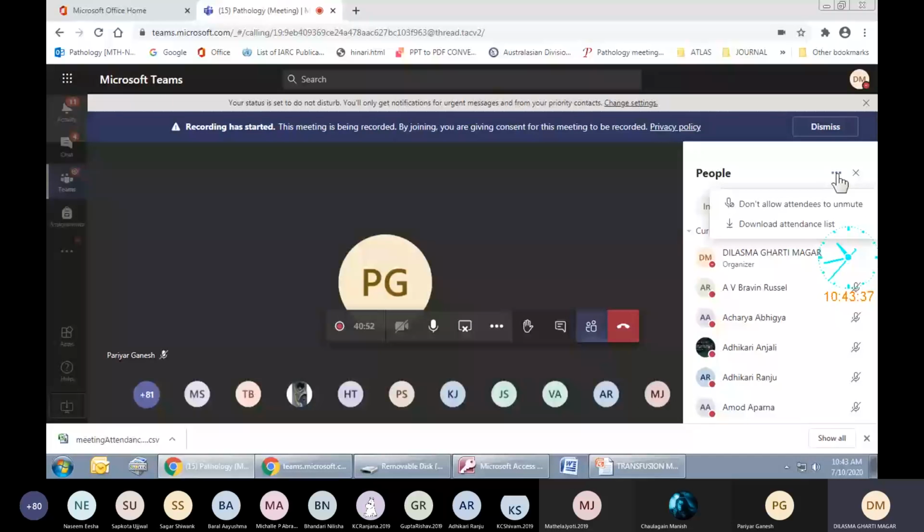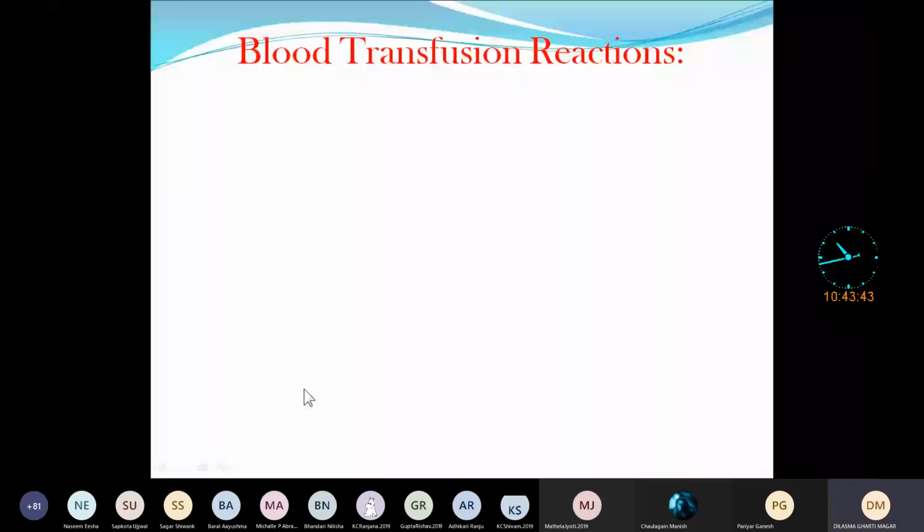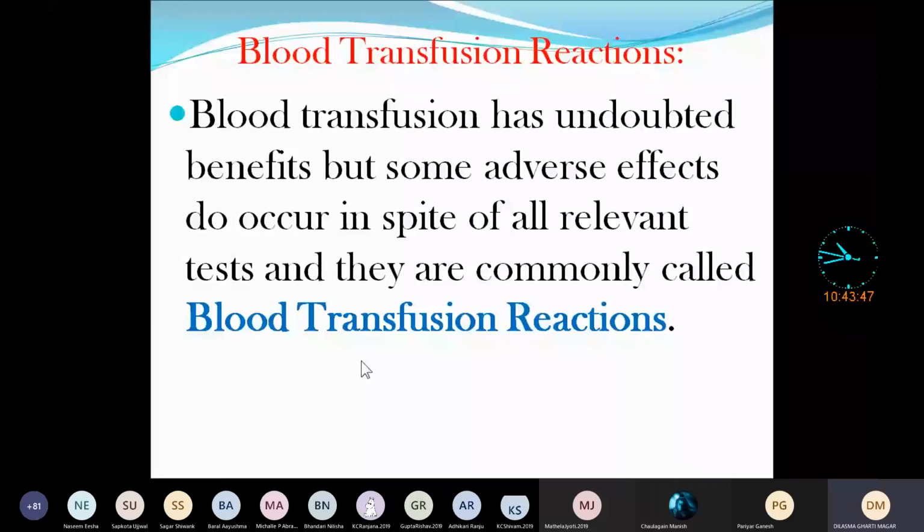Now we'll come to blood transfusion reaction. Have you heard of this blood transfusion reaction? You may not know the detail, but you must have heard of it, isn't it? Blood transfusion reaction means if a person is given blood, and there is no matching or cross matching, or sometimes weak antibodies are there, that time the person will have a reaction. That is known as blood transfusion reaction.